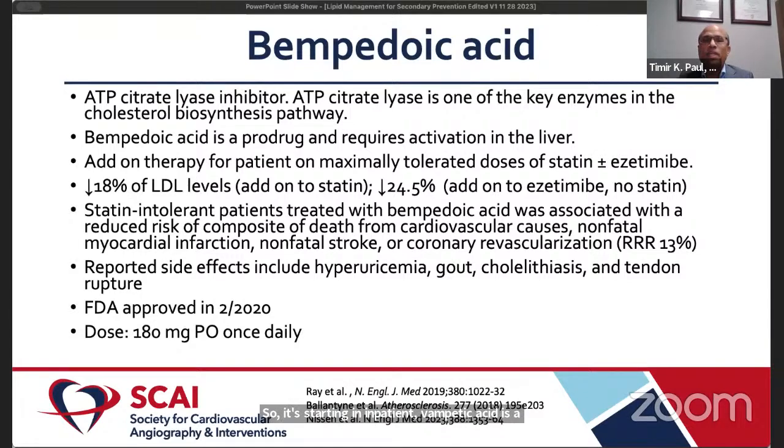There are some common side effects associated with bempedoic acid, such as hyperuricemia, gout, cholelithiasis, and tendon rupture. Next.